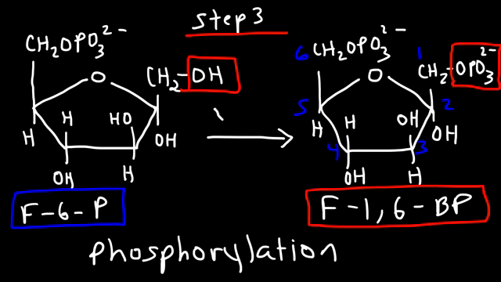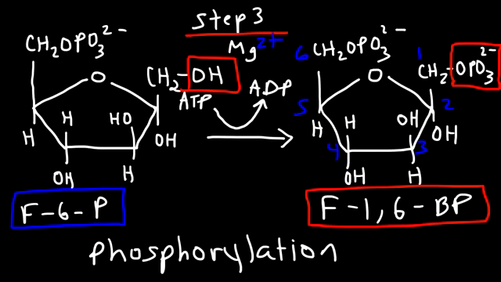Now, where does the phosphate come from? Based on step 1, it's going to come from an ATP molecule. And when ATP loses a phosphate group, it transforms into ADP. Now, like step 1, we're going to need a magnesium 2+ ion to facilitate this reaction.